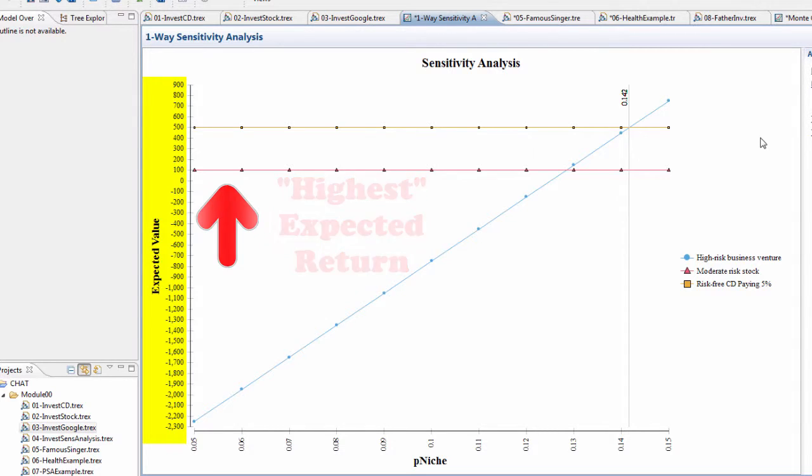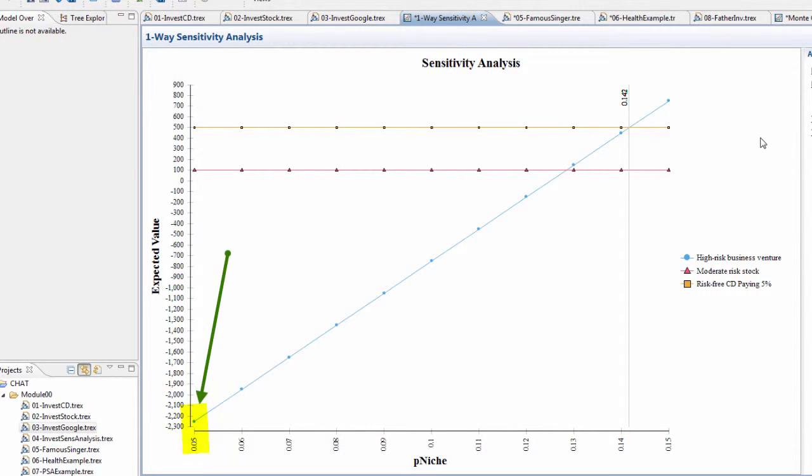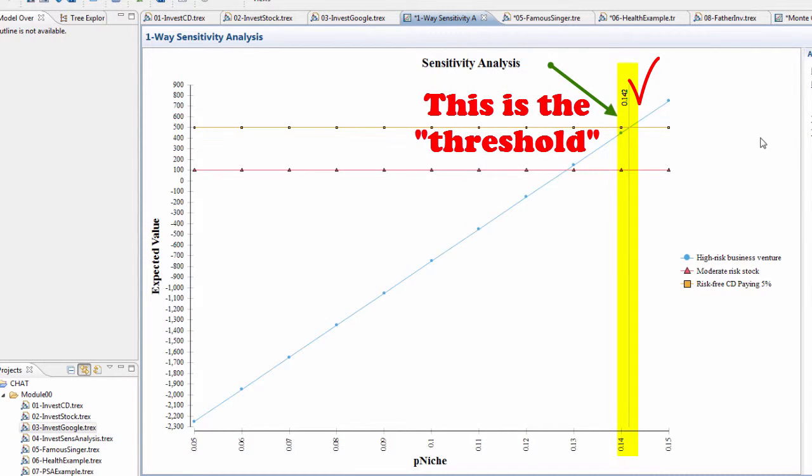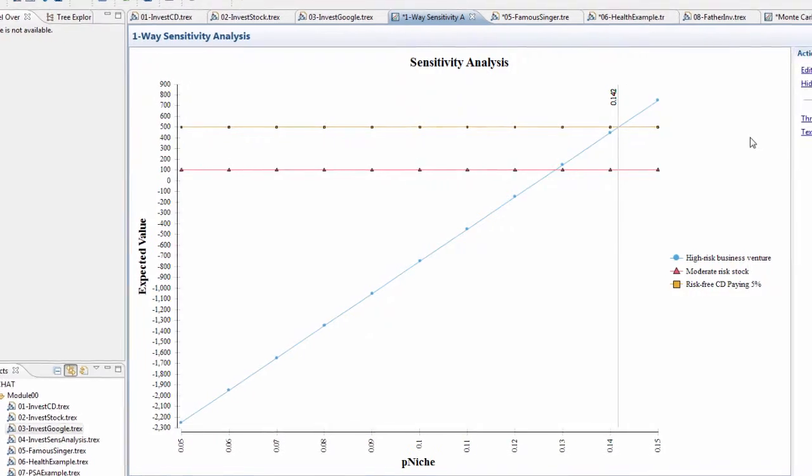So you can see that with the 5% chance of making $20,000, the business venture would lose money and is, by far, the least desirable option. But as we move towards 15%, it becomes more attractive, and here at 14.2%, it becomes the option that is likely to yield the highest return. Pretty cool, huh? You can really use decision analysis for anything.